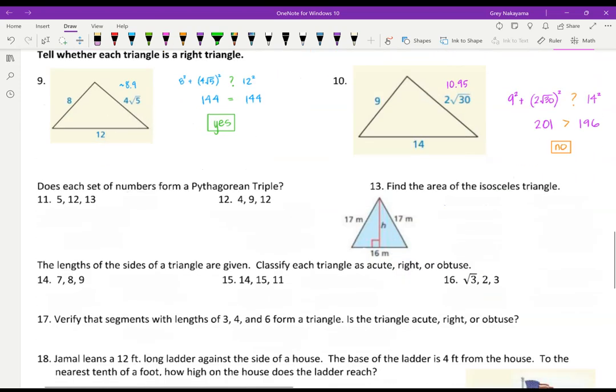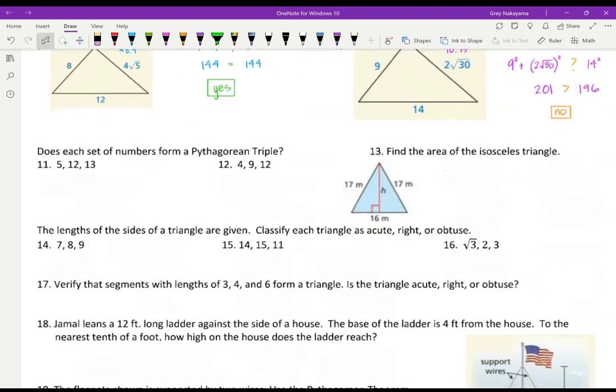Okay, number 11 and 12 just want to know if they form a Pythagorean triple. So I'm going to put it into the Pythagorean theorem. 5 squared plus 12 squared equals 13 squared. Or you could know your Pythagorean triples. And 5 squared plus 12 squared is 169, which is what 13 squared is. So yes, that's a Pythagorean triple.